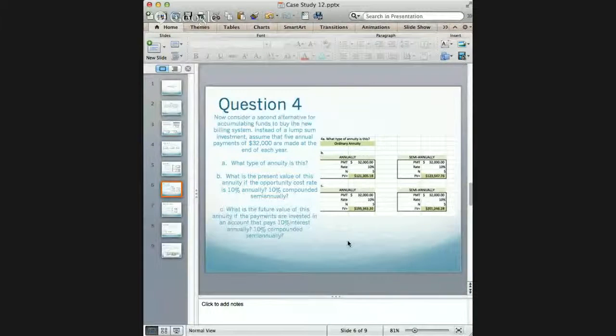What is the future value of this annuity if the payments are invested in an account that pays 10% interest annually and 10% compounded semi-annually? So what we want is kind of like the reverse. The present value is what it would be worth today. But we want to know if we're actually going to reach that $200,000 mark so that we can pay for this program. So we're telling Excel that the payment's $32,000, same rate, same number of periods, and if only the interest is compounded annually, then we would get $195,363.20. So we'd come up a little bit short.